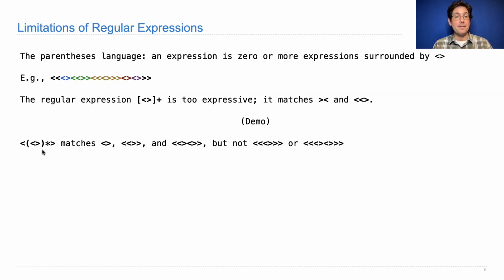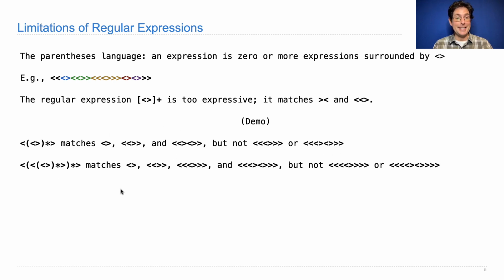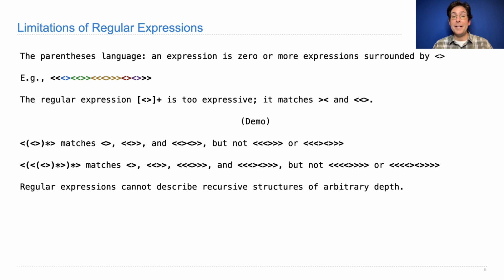A regular expression for depth 2 matches all the depth 2 variants, but not the depth 3 ones, and extending it to depth 3 gets you all the depth 3 ones, but not the depth 4, and 5 and 6. Regular expressions cannot describe recursive structures of arbitrary depth. That's the problem we're going to try to address today. And it's important because if you want to write something that matches the code in a programming language, you need to be able to support arbitrarily complicated expressions.